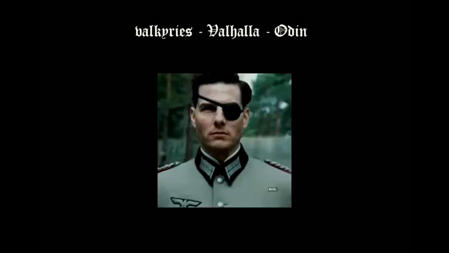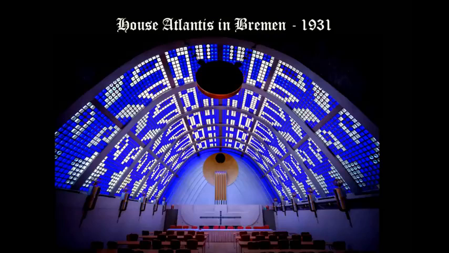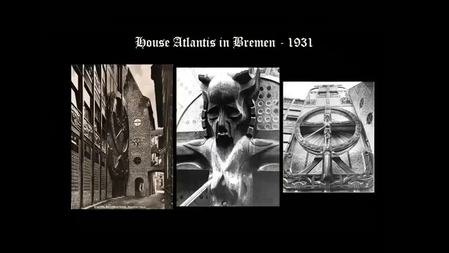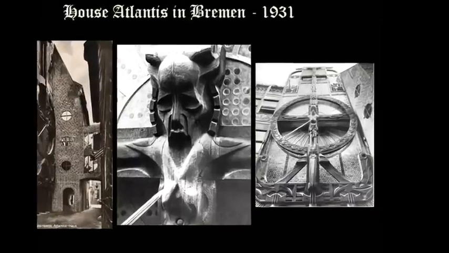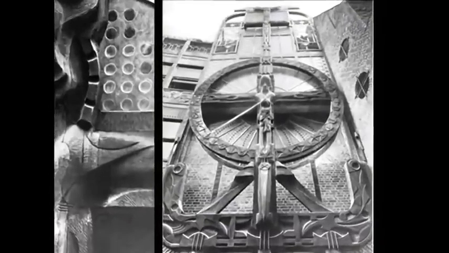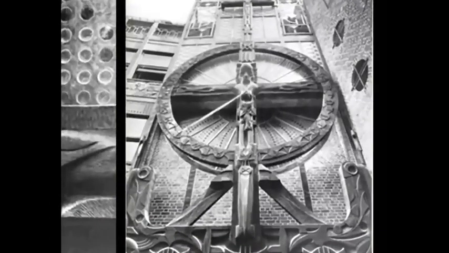Here another reference to the one-eyed Odin, Valkyrie, Valhalla, Odin. Let me show you some pictures of House Atlantis in Bremen, built in 1931 by some German Nazi occultists. On the frontage of the building was hanging a giant sculpture of Odin on the tree of life. Pierced by a spear, he was studying the runes.